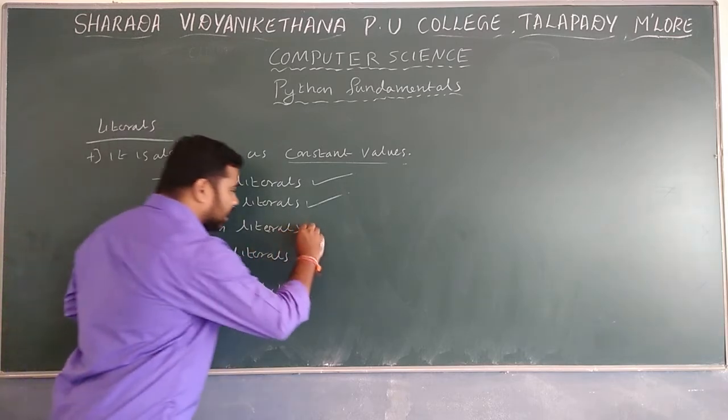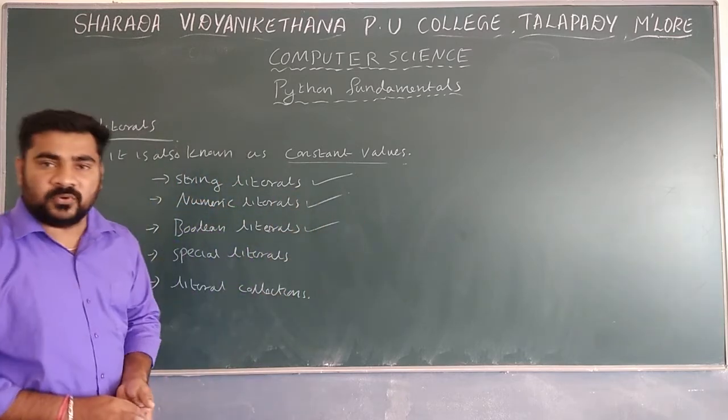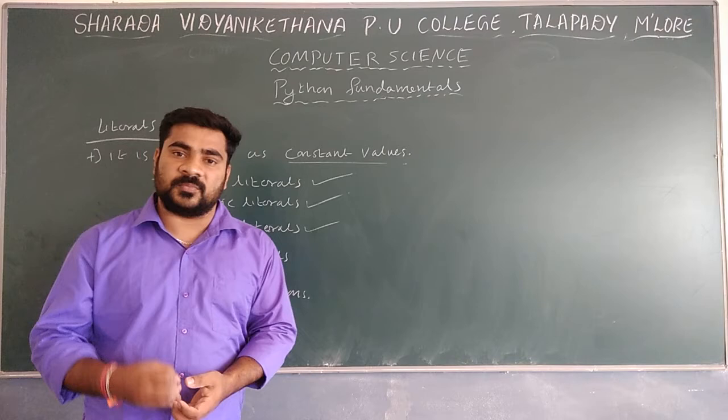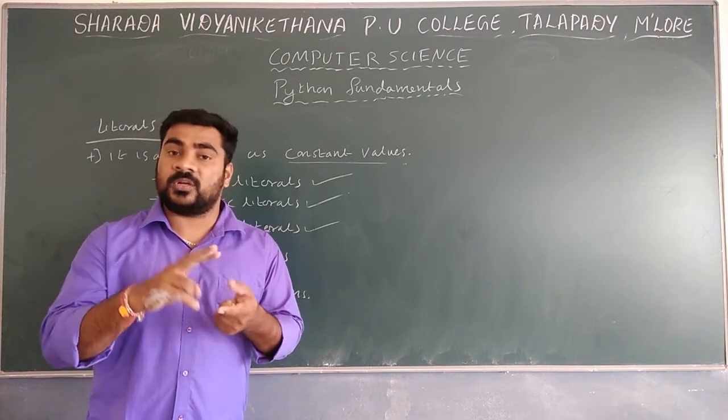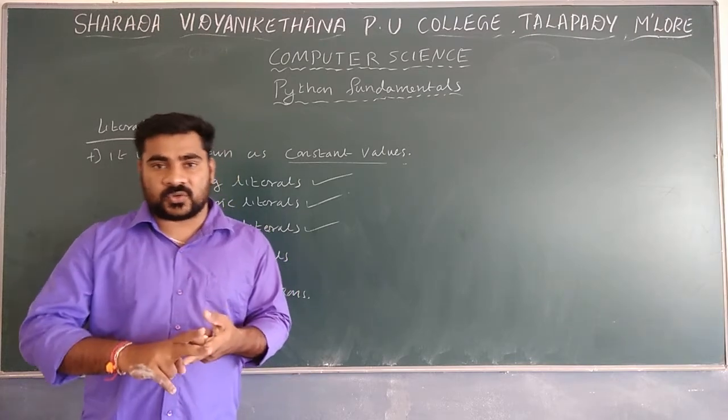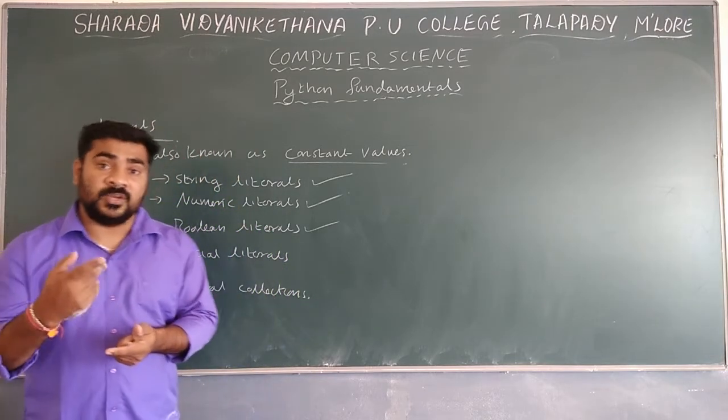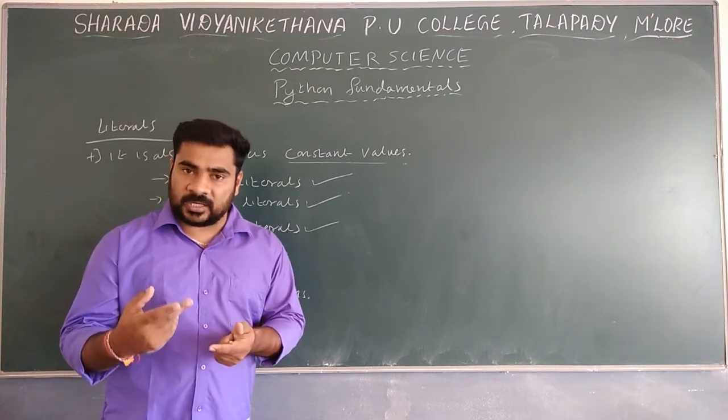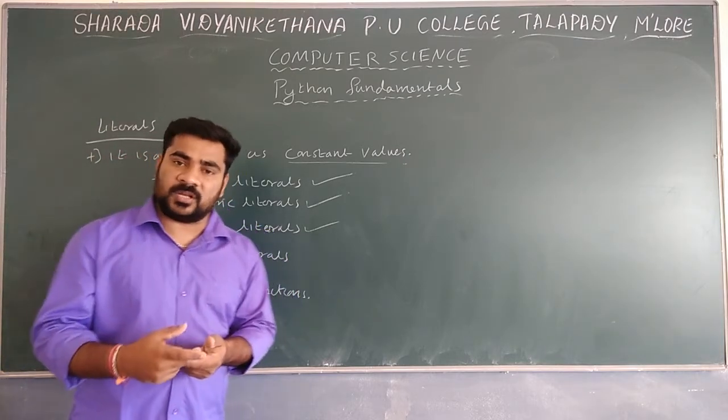The next one is Boolean literals. A Boolean literal is a Boolean value. Only two types of values are possible here: one is true and one is false.